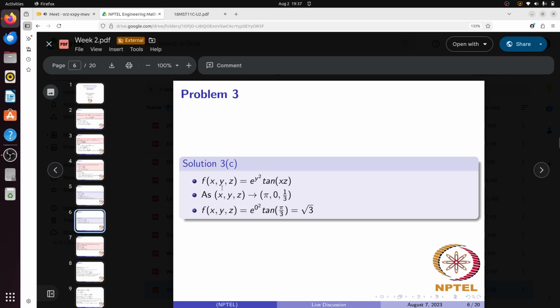Next problem, f(x,y,z) equal to e to the power y² tan xz. Now as (x,y,z) tends to (π, 0, 1/3), your f(x,y,z) becomes e to the power 0² tan of π by 3. So e to the power 0² is 1, and tan π by 3 is root 3.